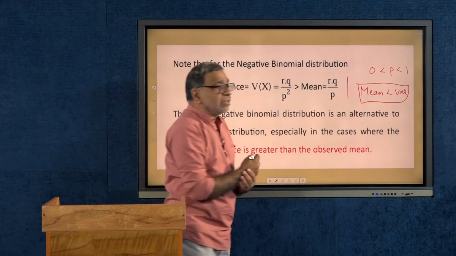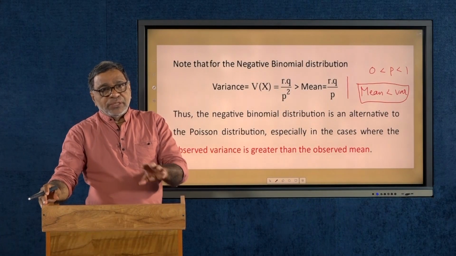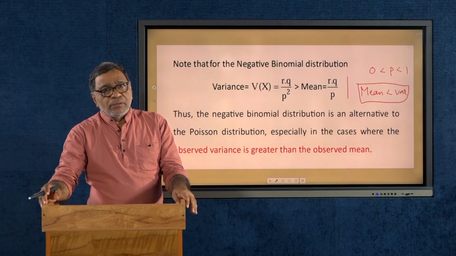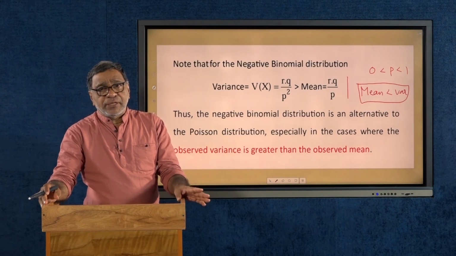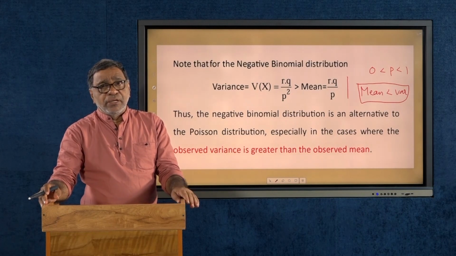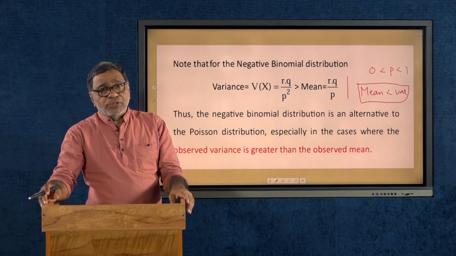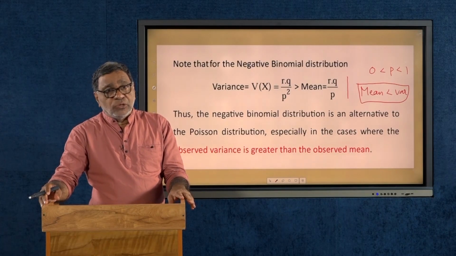Mean is less than variance for the negative binomial distribution. So, in the case of a binomial random variable, the mean is equal to np and the variance is equal to npq. And in the case of the Poisson random variable, mean is equal to lambda and variance is equal to lambda, that are equal.